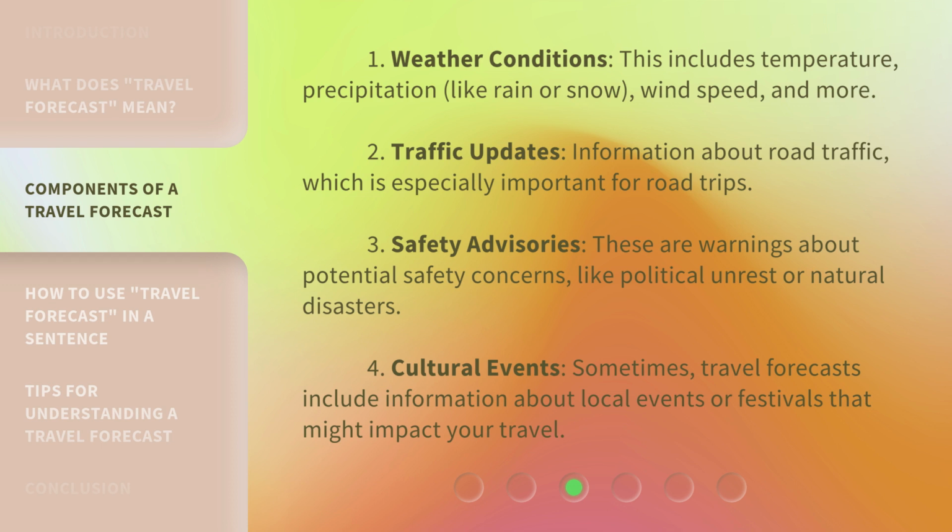3. Safety advisories. These are warnings about potential safety concerns, like political unrest or natural disasters. 4. Cultural events. Sometimes, travel forecasts include information about local events or festivals that might impact your travel.